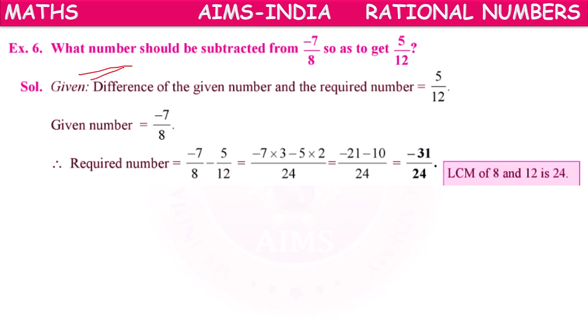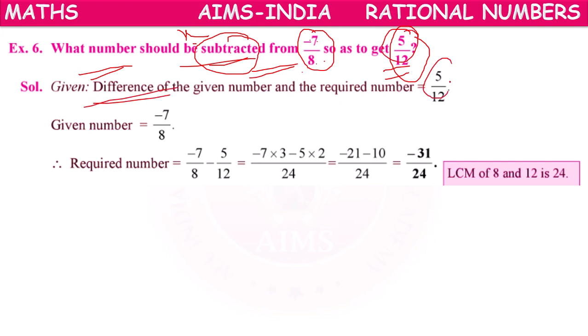Next one. What number should be subtracted from minus 7 by 8 so as to get 5 by 12? Here they have given subtracted from minus 7 by 8. Means let x be subtracted from minus 7 by 8. So then their difference is 5 by 12. So difference they have given 5 by 12. So one number they have given. So then what will be the required number?